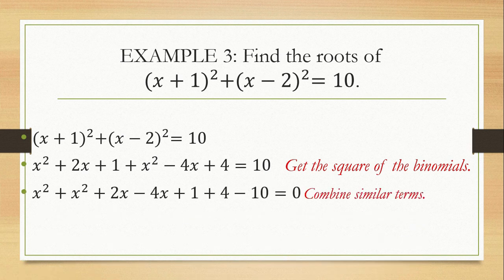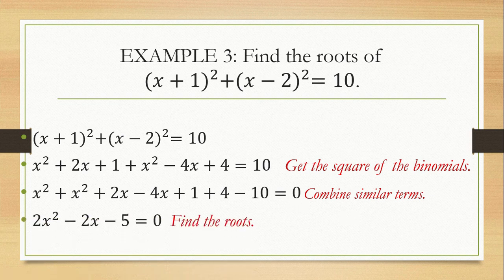After that, we have to combine similar terms. So we have to arrange the terms from the quadratic term going to the linear term and to the constant terms. So we have now x squared plus x squared plus 2x minus 4x plus 1 plus 4 minus 10 equals 0.